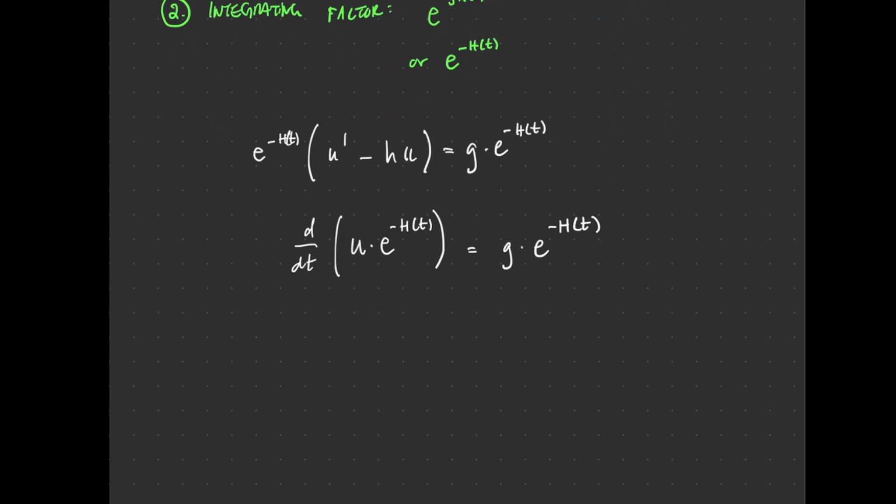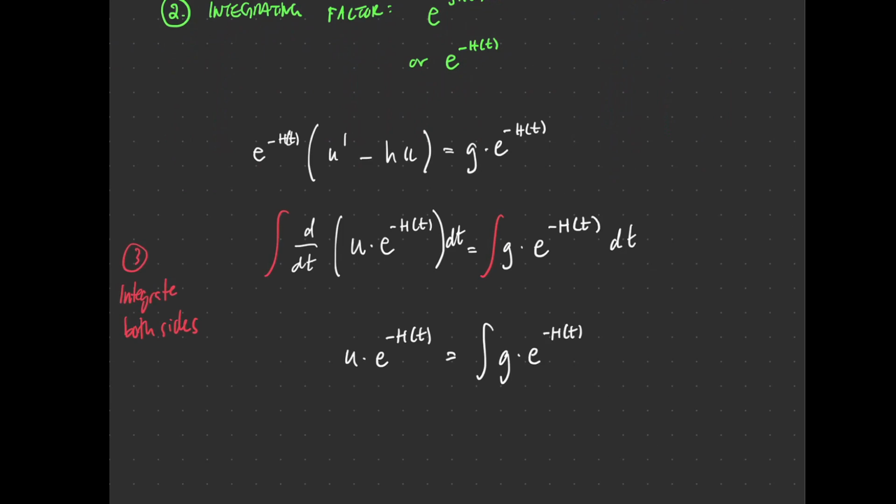Then we will integrate both sides. Integrating both sides allows us to unlock this piece on the left, where we've got u times e to the minus H of t equals the antiderivative, and this is with respect to t here, of g times e to the negative big H of t dt. Again, remember we're going to have a constant of integration over here.